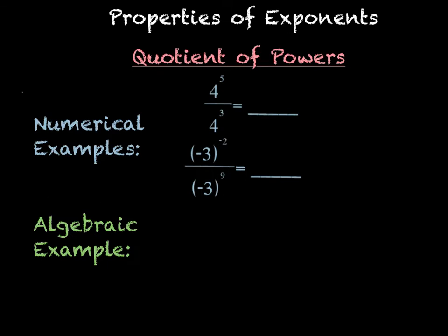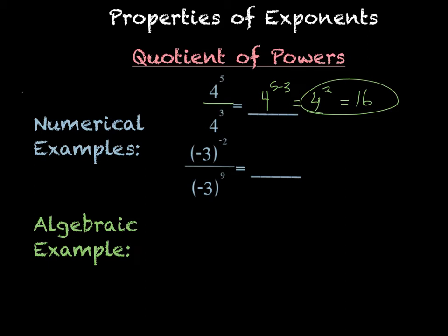For the quotient of powers rule, it's very similar, except instead of adding, we're going to be subtracting. So if we have 4 to the 5th power divided by 4 to the 3rd power, we're going to have 4 to the 5 minus 3 power, which is going to be equal to 4 to the second power, which that one's small enough we could write it as 16.